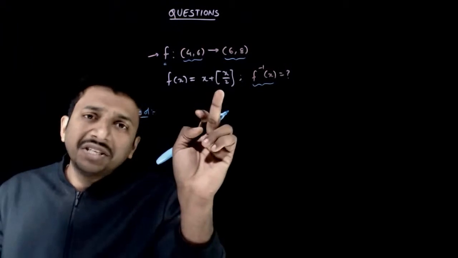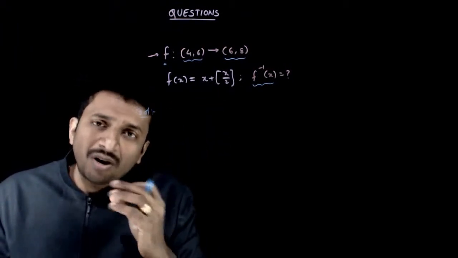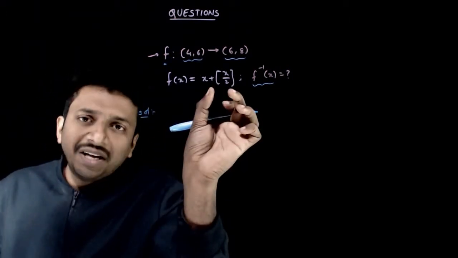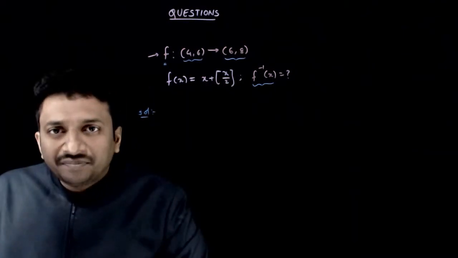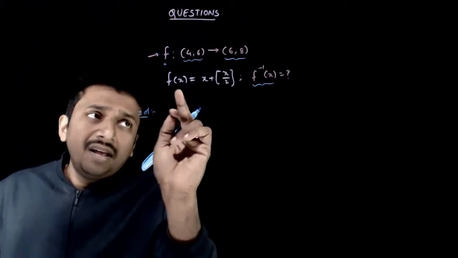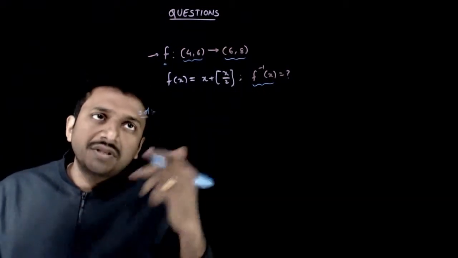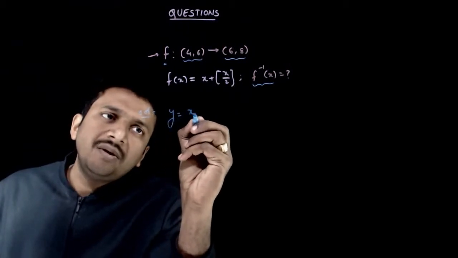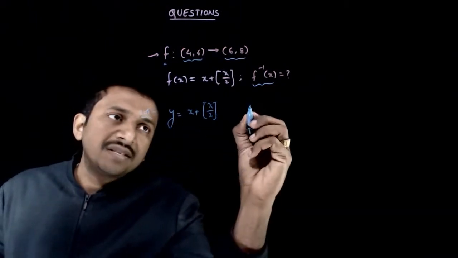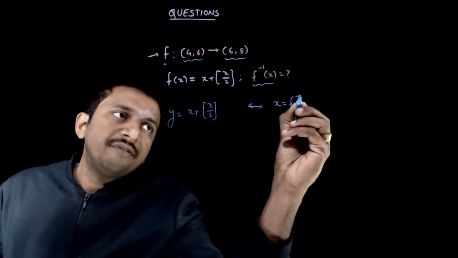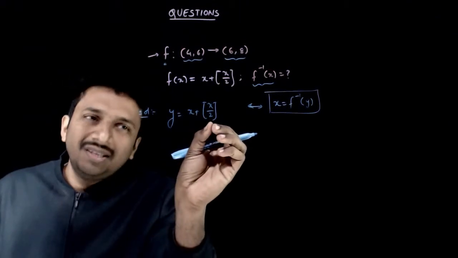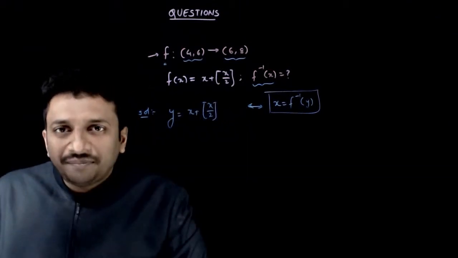Whenever the function contains integer part, fractional part or modulus, your first step should be to simplify this function and remove this integer part, because as long as there is integer part you cannot simplify the function. And we know what to do if you want to find the inverse. If y is equal to x plus integer part of x by 2, we know that if y is equal to f of x, x will be equal to f inverse of y, right? But as long as you have an integer part function, you cannot just get that x out of that.